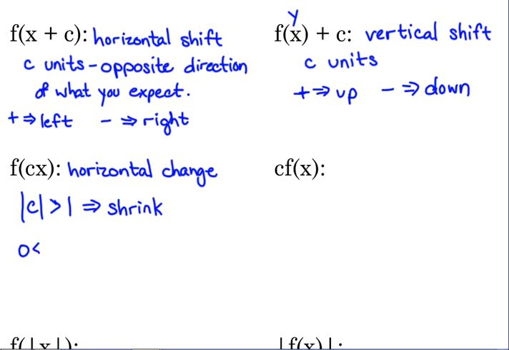And if our c value is between 0 and 1, and I'm saying the absolute value because we can have a negative factored in there as well. We talked about that a second ago. That flips it. Okay, we would expect multiplying by something less than 1 to be a shrink, but it is indeed, in fact, a horizontal stretch.